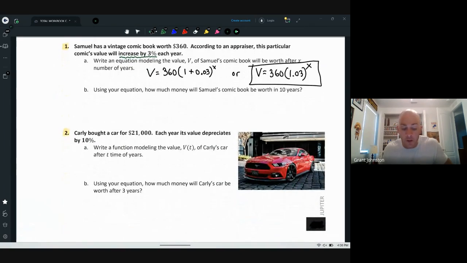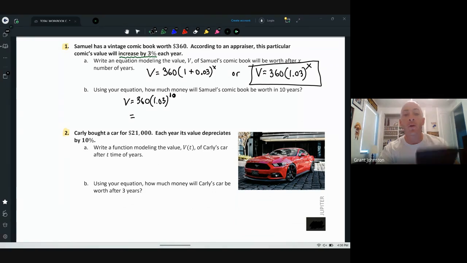So use your equation. How much will his book be worth in 10 years? I would just plug in 10 to the equation. So the value of it is going to be 360 times 1.03 to the 10th power. I'm going to type that all in at once so I don't have to deal with so much rounding during the problem.